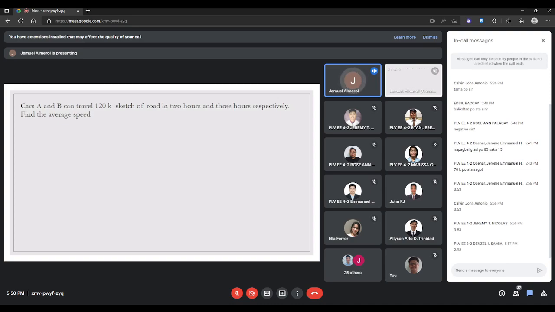Okay. So cars A and B can travel 120 kilometers in 2 hours and 3 hours respectively. Find their average speed.